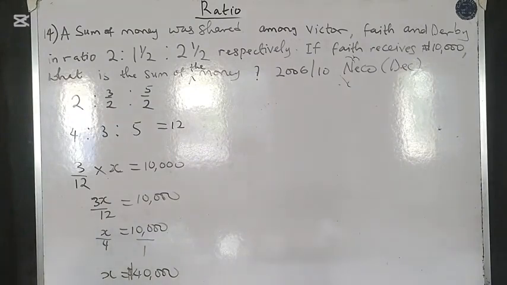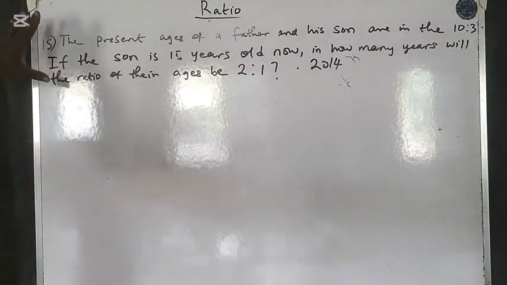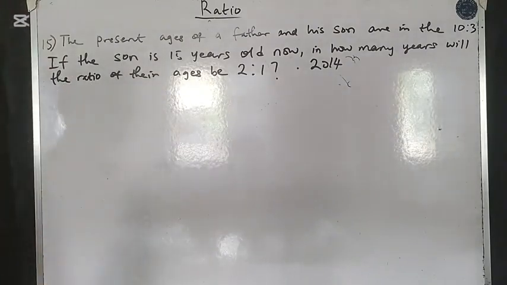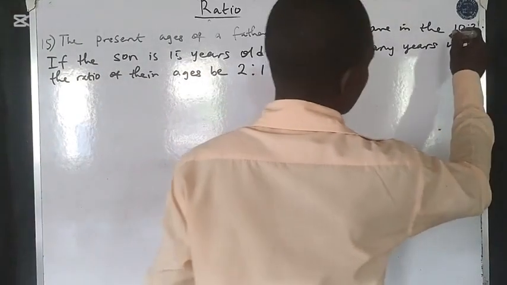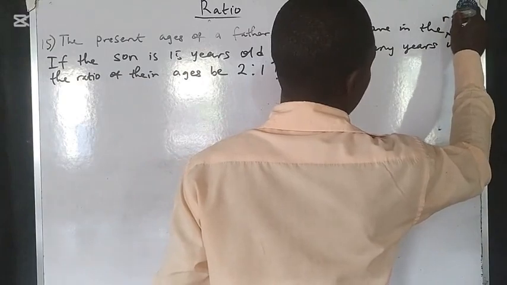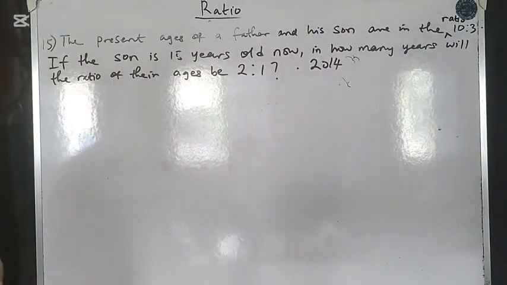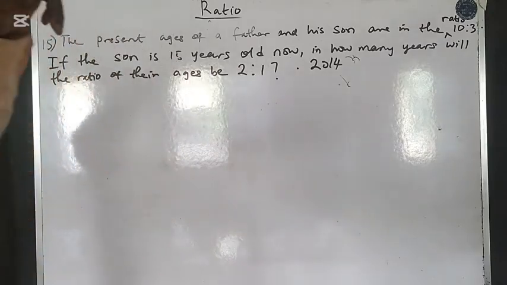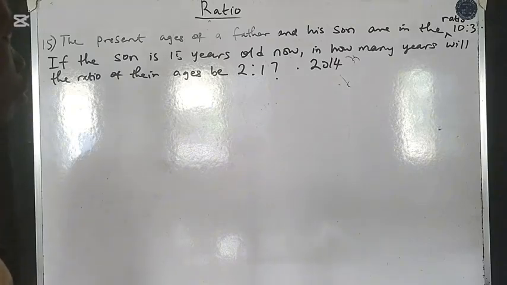Now let's move to the next one. Number 15. The present ages of a father and his son are in ratio 10 to 3. If the son is 15 years old now, in how many years will the ratio of their ages be 2:1? So the father is mentioned first. That means the father will have 2, the son will have 1 as ratio.